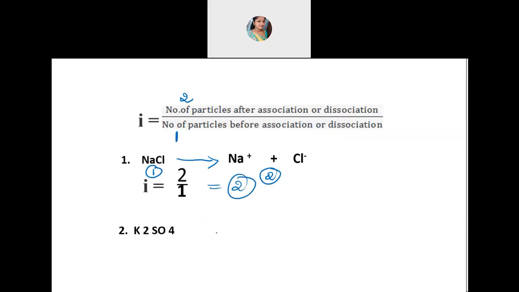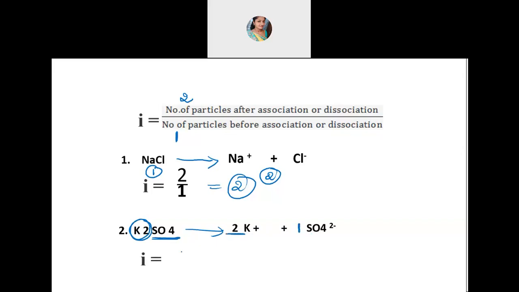This will break down to give you 2 potassium ions because it is K2SO4. K2SO4 has 2 potassium ions. You can see here, no? 2 potassium ions and 1 sulfate ion. So it will give you how many particles here? 3, no? 2 plus 1. So 3.